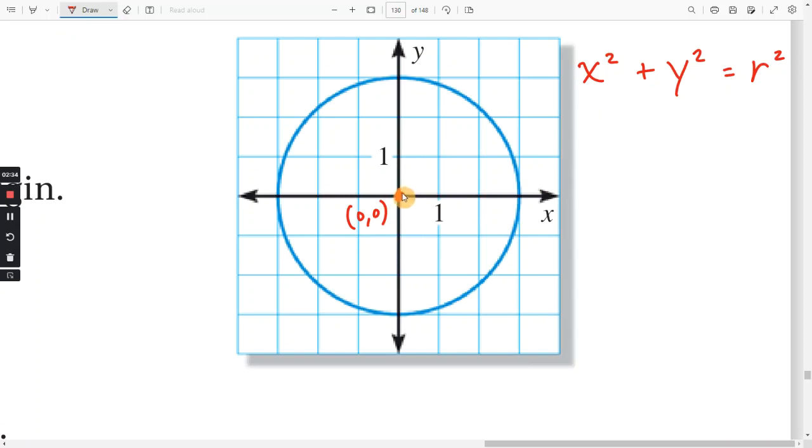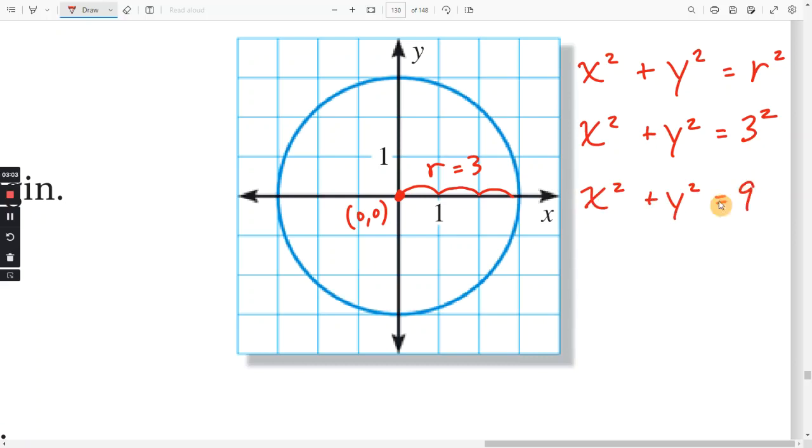If we count from the center, 1, 2, 3 units. So the radius is just 3. And then we're going to plug in 3 for r. So we have x squared plus y squared. And r is 3, so r squared is just going to be 3 squared. And of course, 3 times 3 is just 9. So x squared plus y squared equals 9. That's it. We just had to find the radius and plug it in.